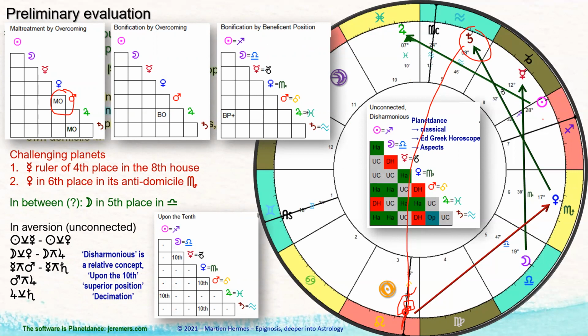The example is a bit off because the sun is strong as it is. So suppose, and now this is an example not from this chart, but suppose that the sun would be in the 6th place, which is not a good position for the sun, but then Jupiter, the ruler of the sun, was in the 10th place. That would be a bonification by beneficent position. So the position of the sun in this example in the 6th would be overcome or helped by the fact that the ruler of it is in a beneficent position.